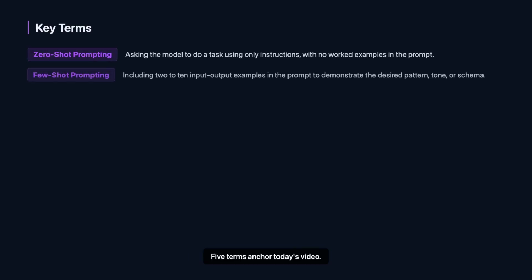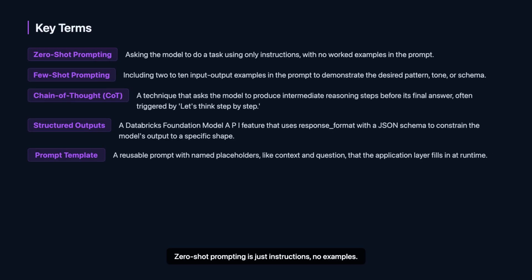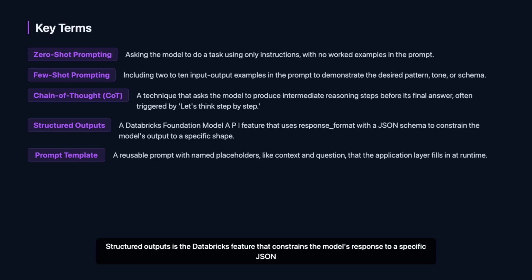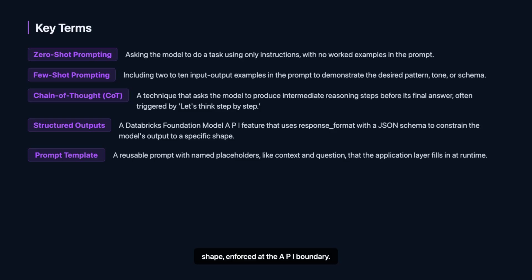5 terms anchor today's video. Zero-shot prompting is just instructions, no examples. Few-shot prompting adds 2 to 10 worked examples to lock in a pattern. Chain of thought asks the model to show its reasoning before answering. Structured outputs is the Databricks feature that constrains the model's response to a specific JSON shape, enforced at the API boundary. And a prompt template is a reusable prompt with placeholders the application fills in at runtime.